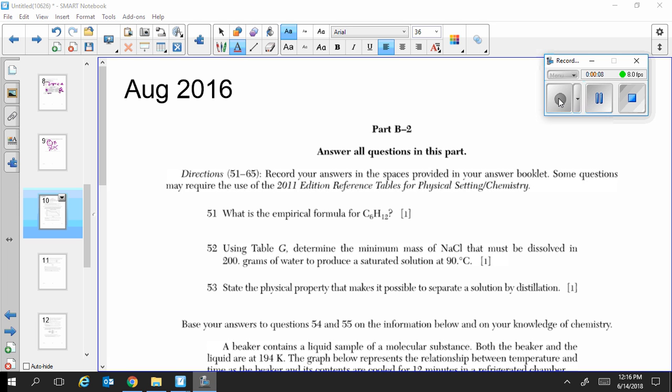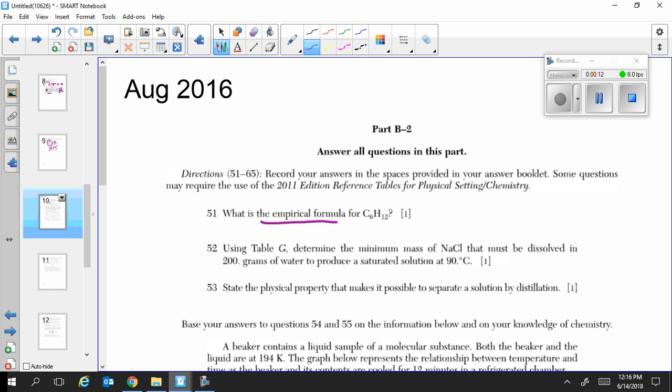So this next one here, what's the empirical formula? When they ask for an empirical formula, they want the reduced formula. So if I reduce a 6 and a 12, I would just have CH2. That's as much as I can reduce it.